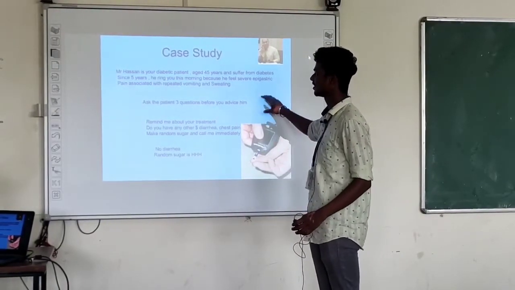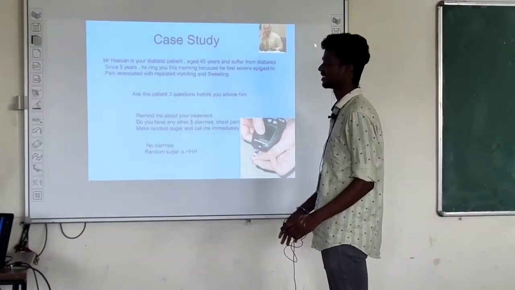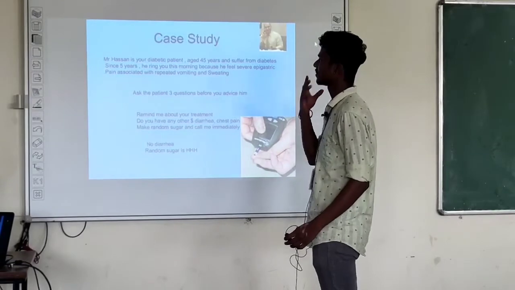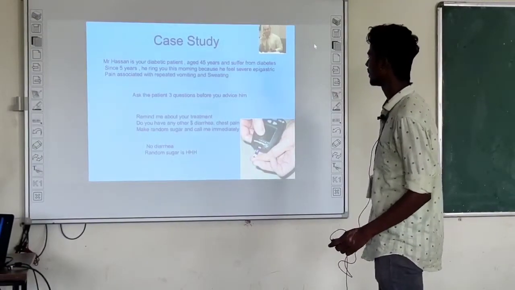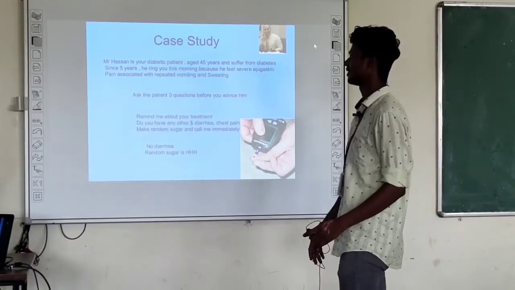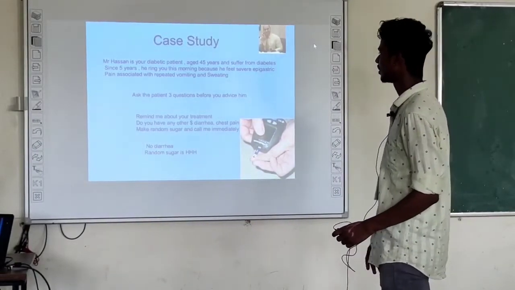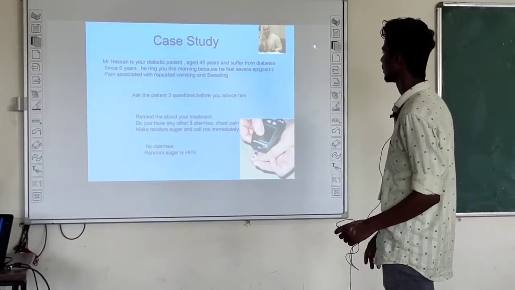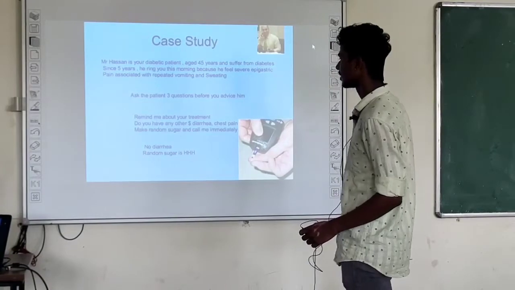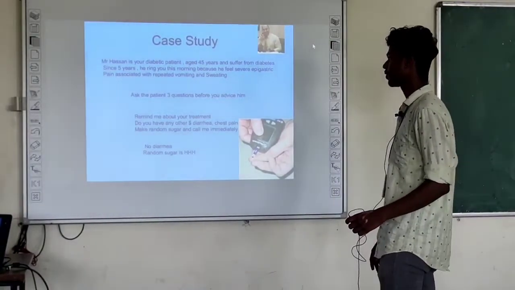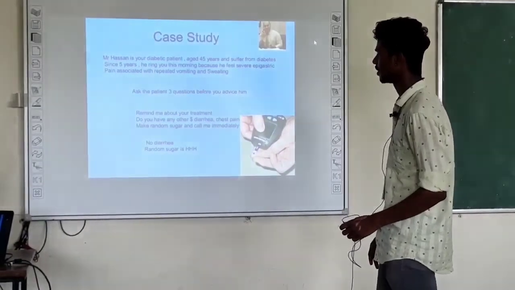Mr. Hodgson, in case study diabetes. Mr. Hodgson is a diabetes patient, age 45 years, suffering from diabetes for 5 years. He is ringing you this morning because he feels severe epigastric pain associated with vomiting and giddiness. As the nurse, ask 3 questions before advising him. Remind about your treatment.